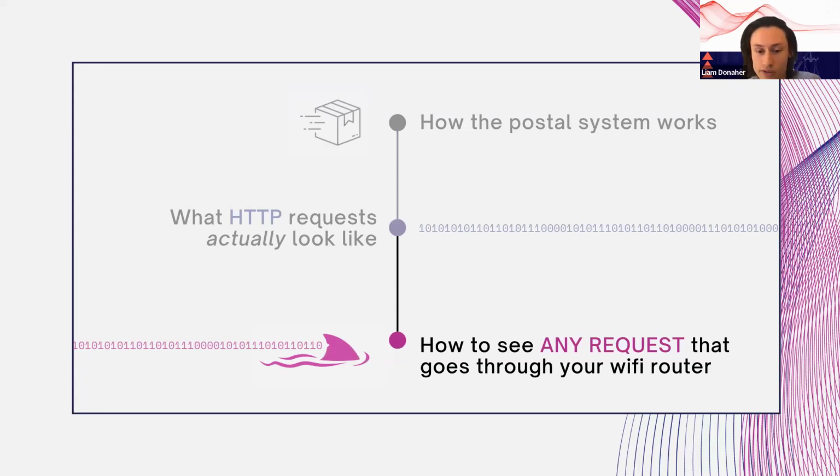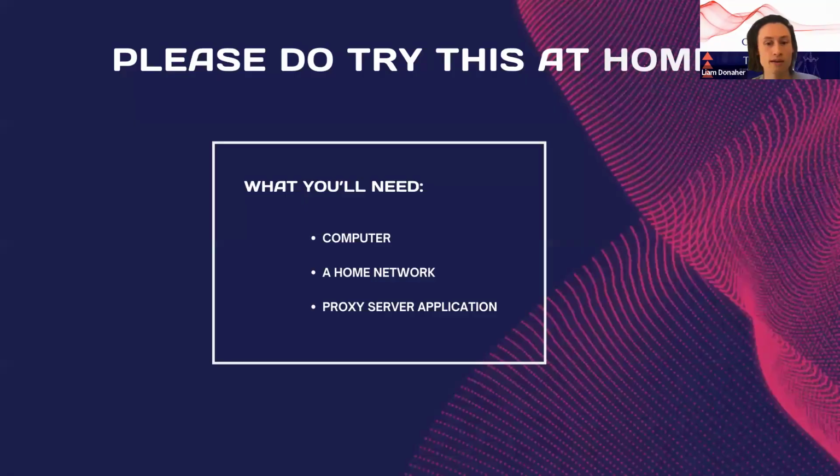So for example, you can read it with your own computer. This is something you can actually try at home. In fact, you shouldn't do it in public because it is illegal to read other people's data, but you need a computer, a network, and just some type of application to start a proxy server.